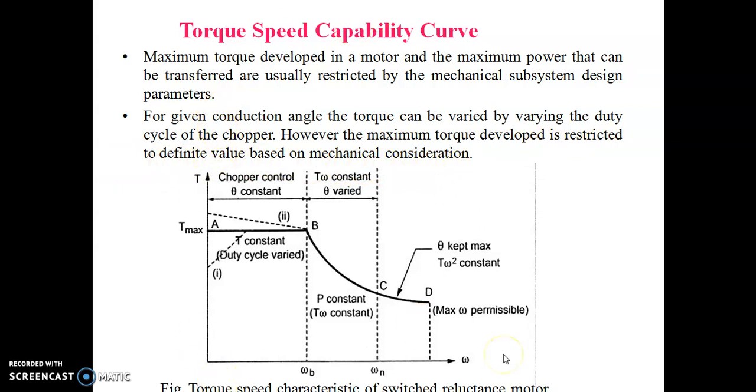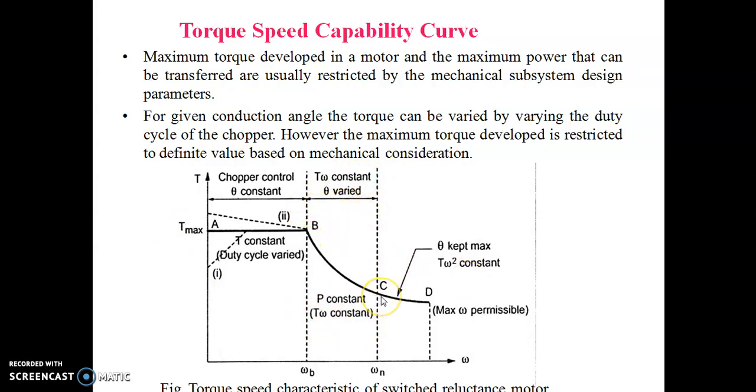Now this is the torque speed characteristics of the switched reluctance motor, and here we have three different regions: AB, BC and CD. The portion AB represents the constant torque region, and in this region only the duty cycle alone is varied, and this is achieved by controlling the switching on of the choppers. In this portion theta is maintained at a constant value, whereas the portion BC represents a constant power region. If we have a constant power, P is nothing but omega into T, so T omega will also be a constant, whereas in this case theta is varied.